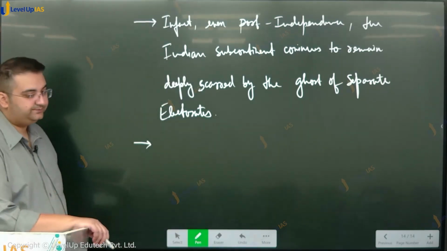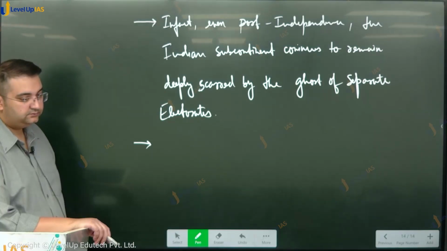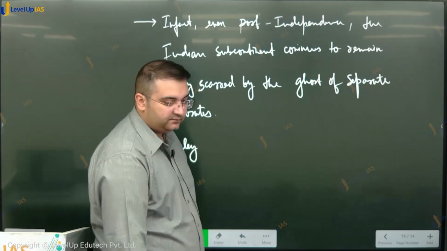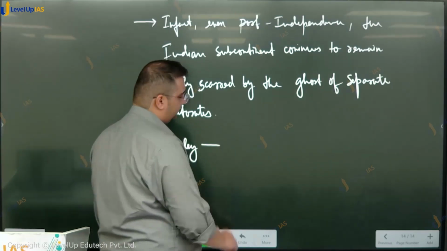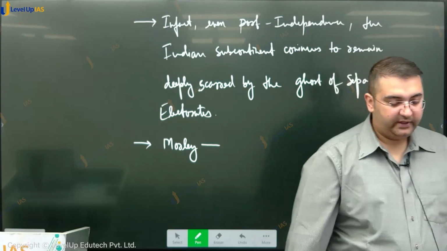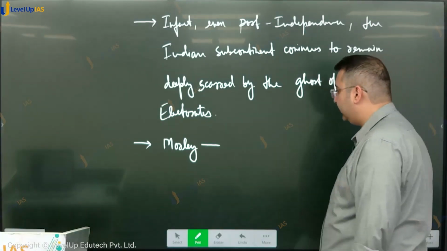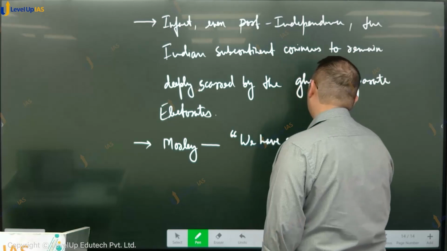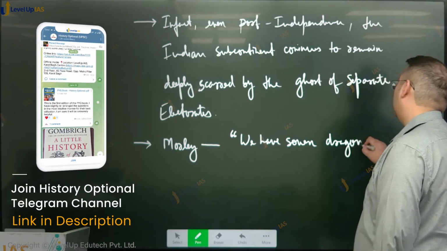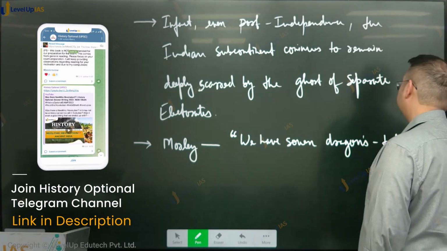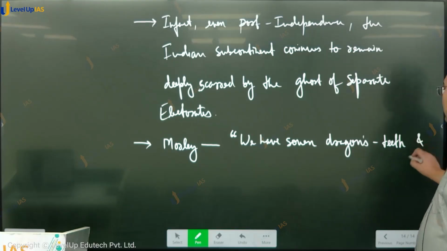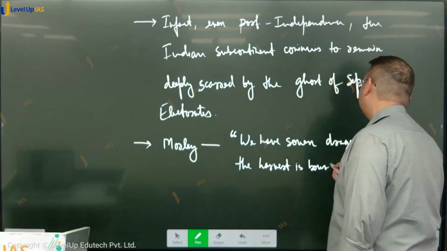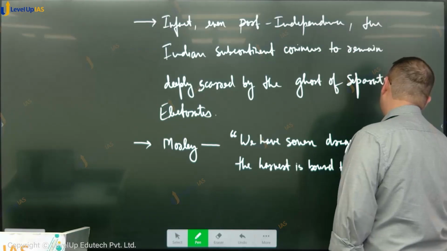It was due to this that Morley later commented with regards to the separate electorates that we have sown dragon's teeth, and the harvest is bound to be bitter.